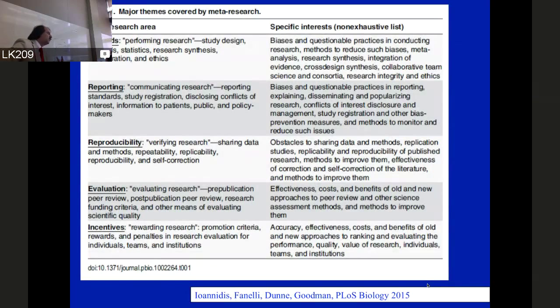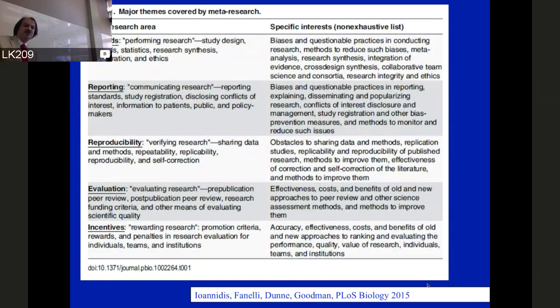So biases or questionable practices in performing research, methods to reduce some biases, to avoid some of the subjective or objective problems that appear in the process. Meta-analysis is, you know, a meta-research tool. Research synthesis in general, meta-analysis grown from one intervention at a time to network meta-analysis and meta-meta analysis and meta, whatever analysis. How do you integrate evidence across different types of studies and empirical insights?